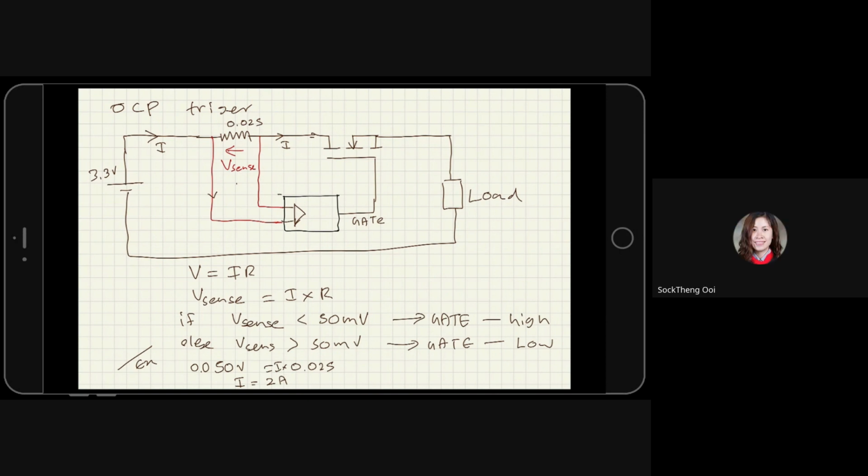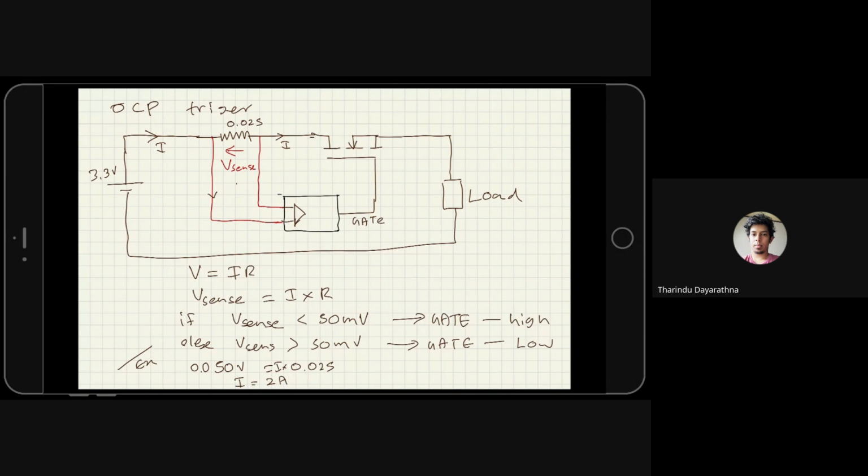Yeah. So which means, according to this resistor value, if the current is 2 ampere, there will be a 50 millivolt drop here. If you exceed more than 2 ampere, this drop will go above 50 millivolt, which means you can see here the gate will be driven low. So that will be cut off. Understand? That's how this OCP works.